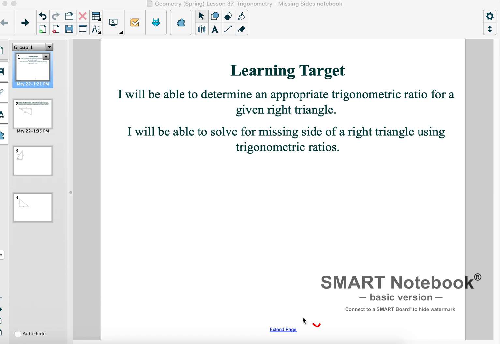I will be able to determine an appropriate trigonometric ratio for a given right triangle. I will be able to solve for missing sides of a right triangle using trigonometric ratios. So in the previous lessons and videos, we talked about just setting up ratios for right triangles, right? We use SOHCAHTOA. Here we're actually going to be solving for missing sides of right triangles using those trigonometric ratios.